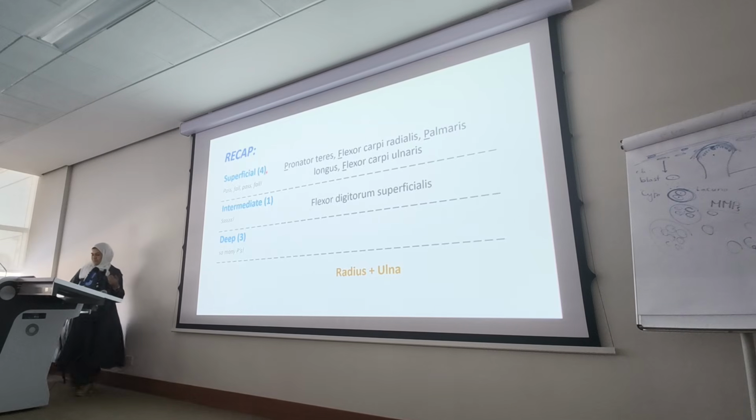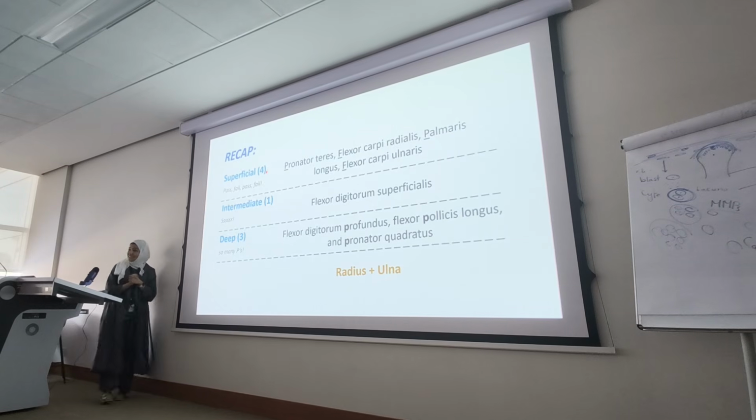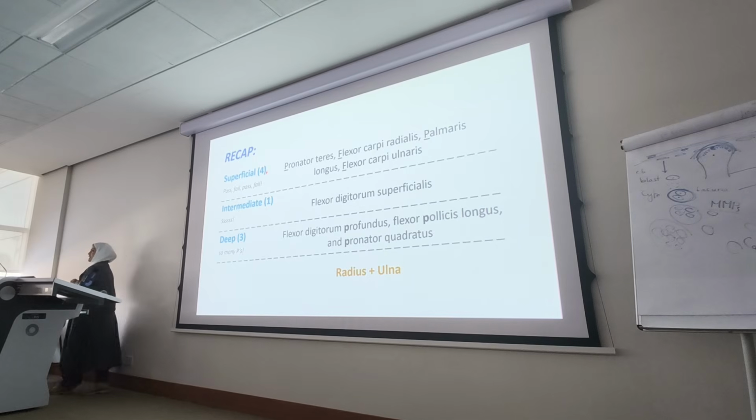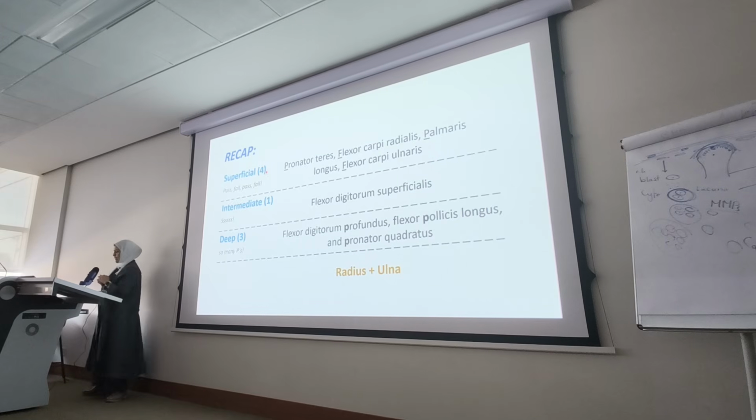Okay, so remember, and then deep. Sorry, my finger was too fast. But we have our flexor profundus, flexor pollicis longus, and pronator quadratus. A lot of P's in there. So that's one way you can remember the muscles that are in the deep.